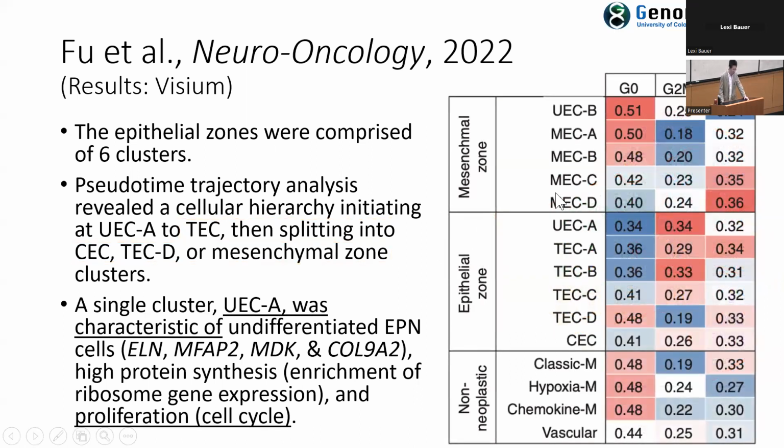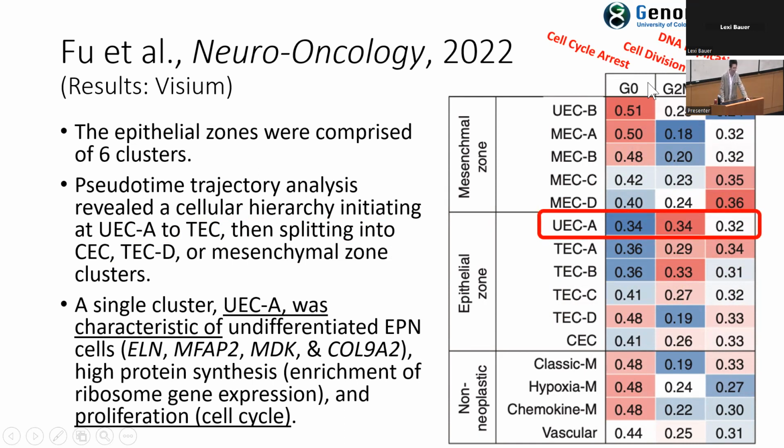From there, they actually looked at the gene expression profile a little bit more. And again, it turns out a single cluster, UECA, was characteristic of undifferentiated EPN cells. So these genes, ELN, MFAP2, MDK, and COL9A2, I guess they're characteristic of undifferentiated cells, so that's what they found. They also exhibited high protein synthesis, that is to say enrichment of ribosomal gene expression, and most importantly, proliferation, cell cycle. So if we take a close look over here, you'll notice, I mean, by the way, high school biology, it's been a while, right?